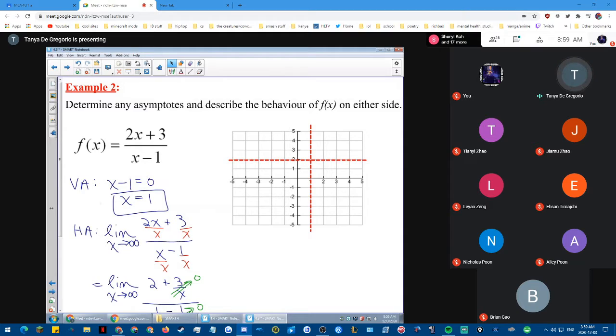So what you're going to do is just sub in a random point. You could sub in 2. You could sub in 0. If you sub in 2 and if you sub in 0, do we get positives? Do we get negatives? Where does my graph exist? Do it now.